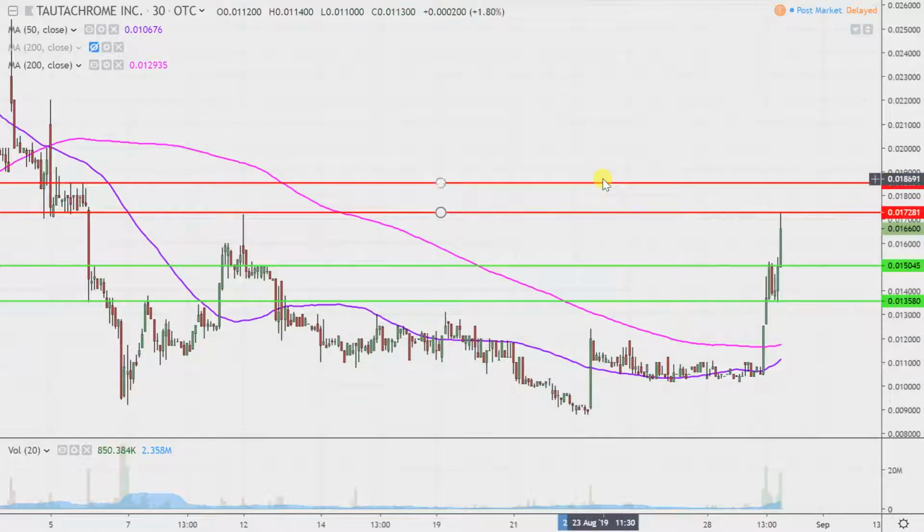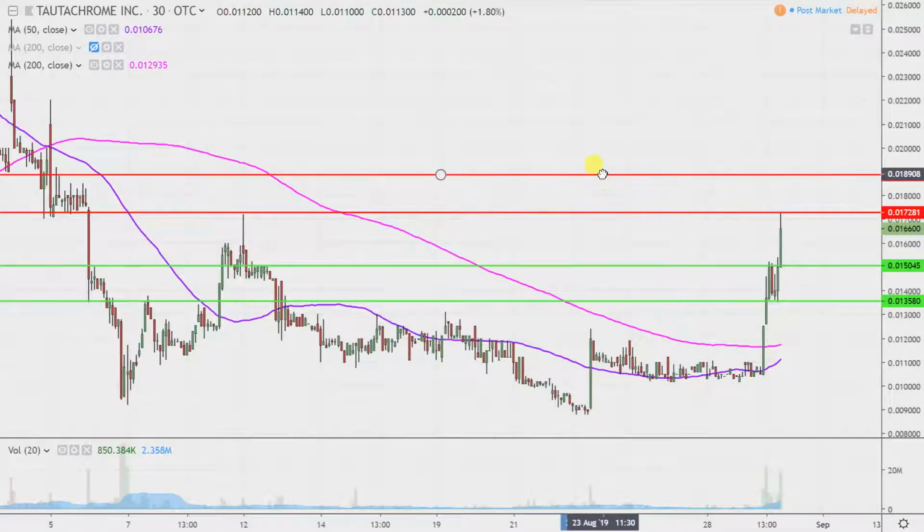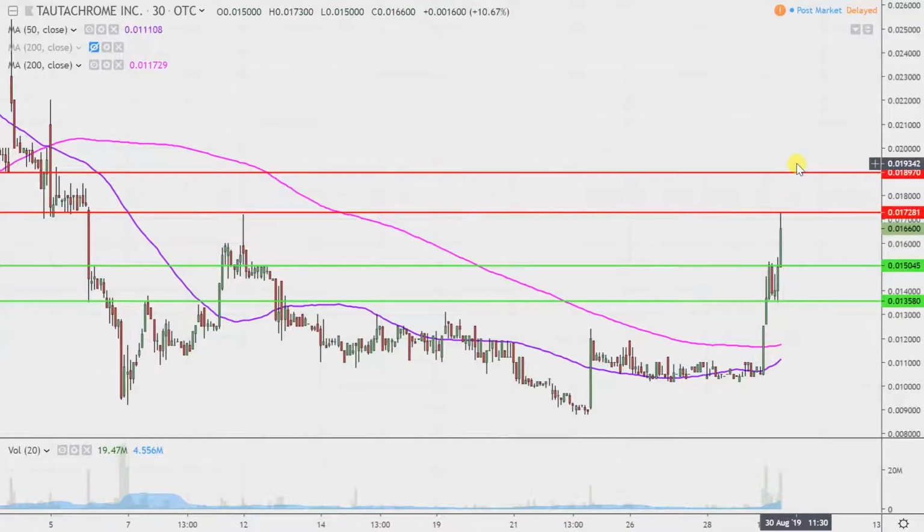Next level of resistance after that is going to be up here at 0.019. So keep an eye on these couple of levels going forward. All in all, though, look at it. Great volume today, great price movement. Not just a question of can the price build upon this momentum going forward. Let's see what happens.